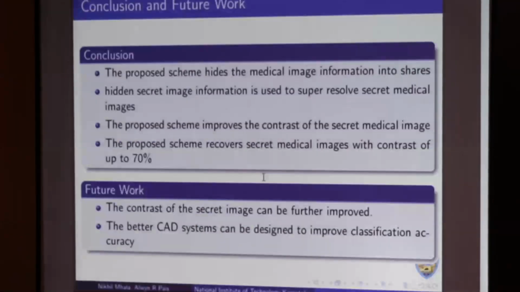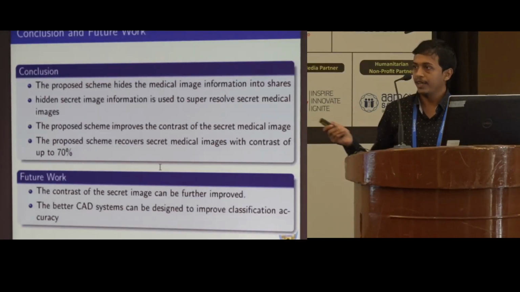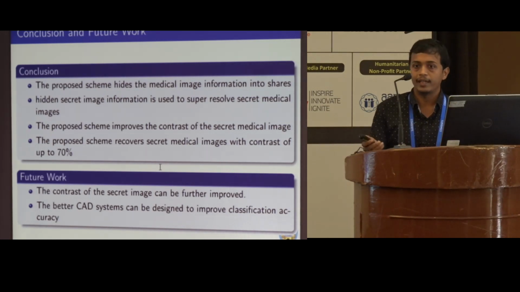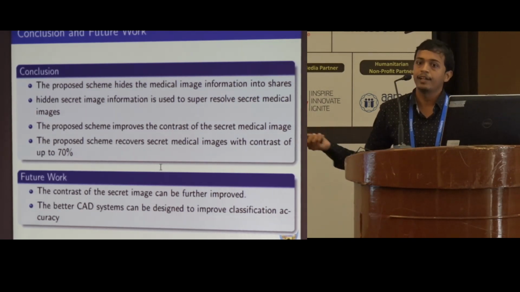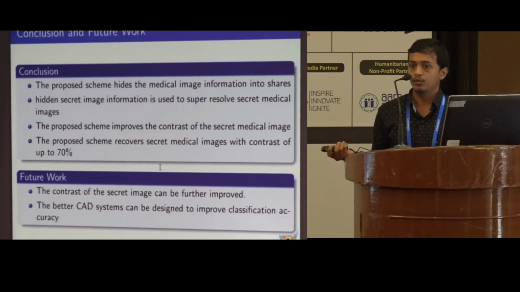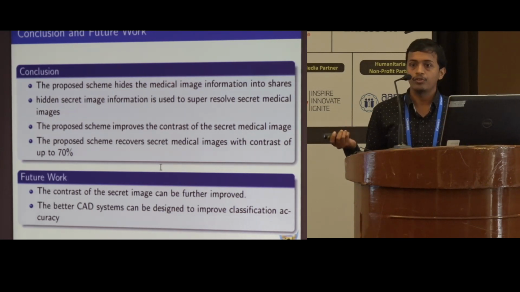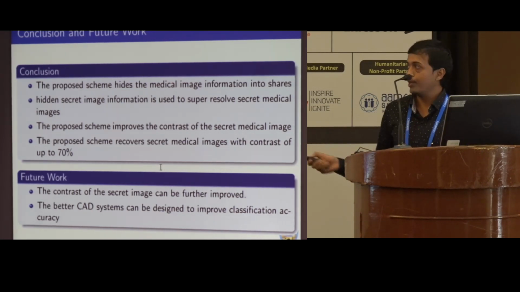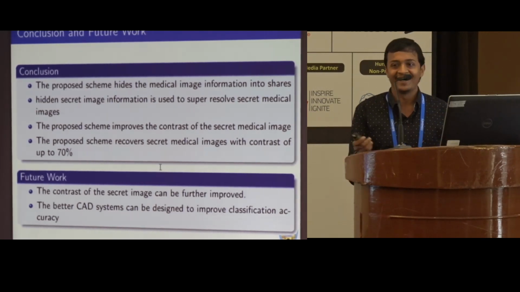To conclude, in future work we can have a more robust CAD system to automatically detect the cancers from the cell. Now we are reconstructing images with 70%, and we are planning to boost that up to 80%, and we are changing our super resolution techniques. It's already implemented, so maybe I will discuss it in the next workshop. So thank you.